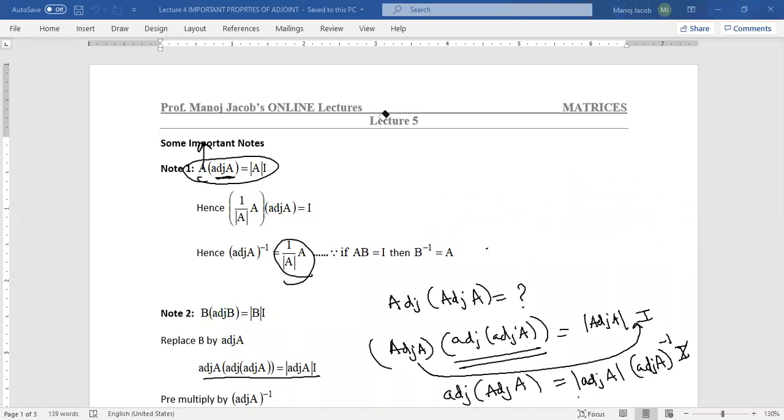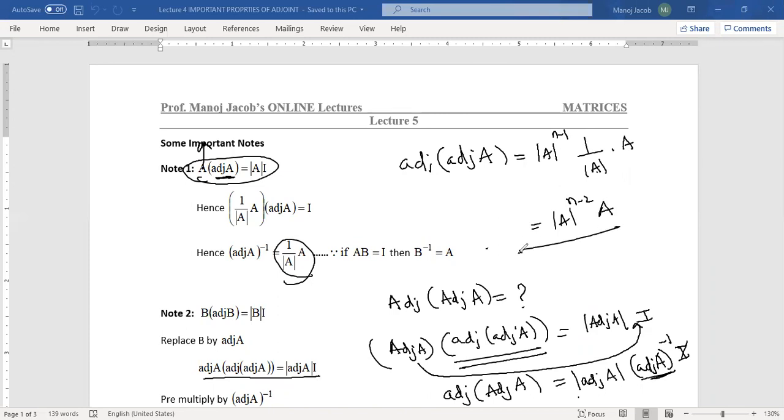So adjoint of adjoint of A is equal to determinant of adjoint of A, which is what? Determinant of A raised to n minus 1. Adjoint of A inverse is here: 1 upon determinant of A into A. So one power will reduce. Determinant of A raised to n minus 2 into A. Have you followed this? Yes, sir. Now can you write this? No, it's already printed here. You don't have to write that.